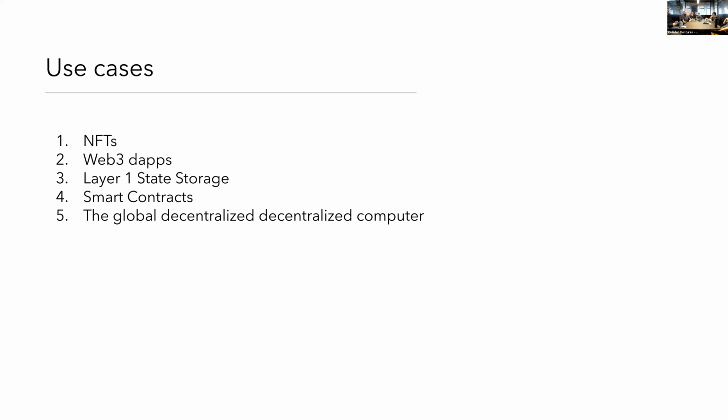All right, I have a few answers to dig in later. I'm not sure about all this stuff, but I'll check it out because I want to go to use cases, guys. That's the infrastructure. I think we all got it. So the first use case is NFTs. Then you have decentralized applications on Arweave. You have layer one storage, smart contracts, and then we're going to go to the CDs, the global decentralized computer.